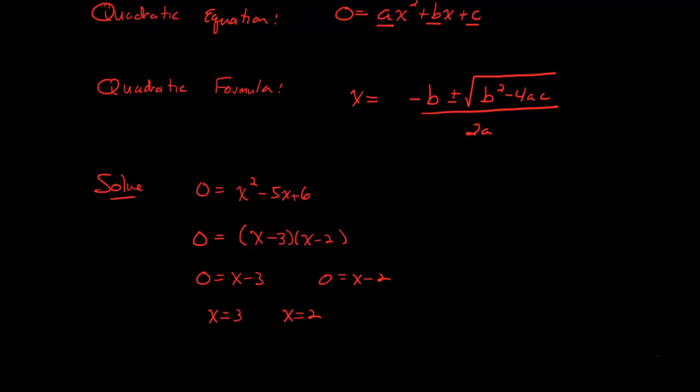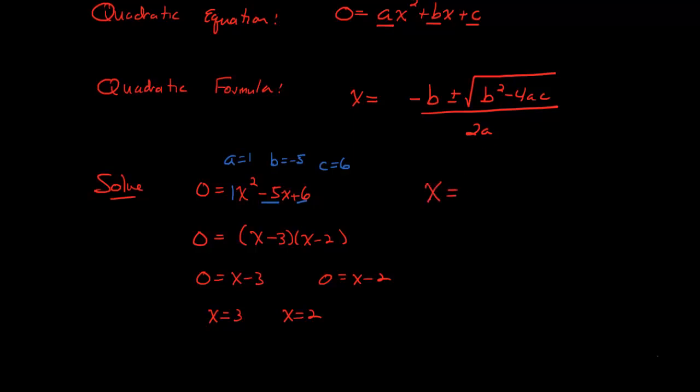Now, if you wanted to use a more formalized process, not that factoring is not formal, a formula method, you could recognize that your a value here is 1, your b value is negative 5, and your c value is positive 6. So all you would do now is plug into your quadratic formula using those three terms.